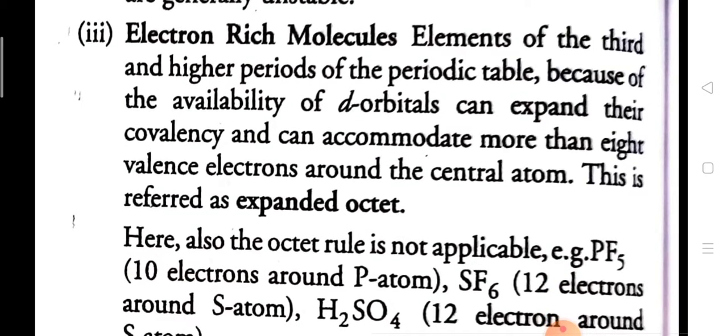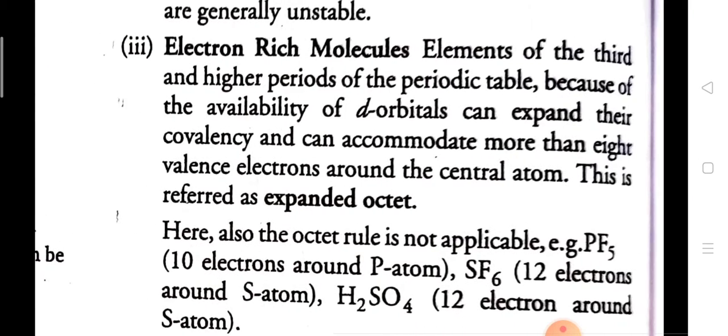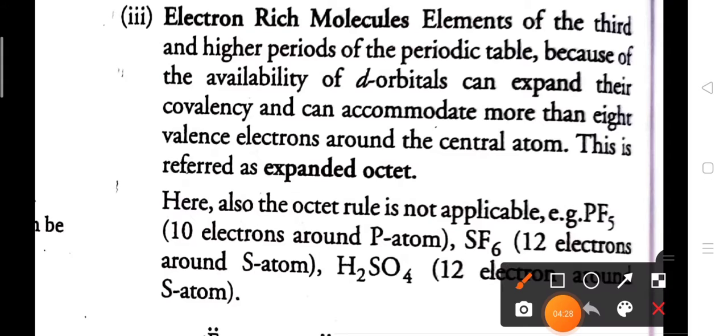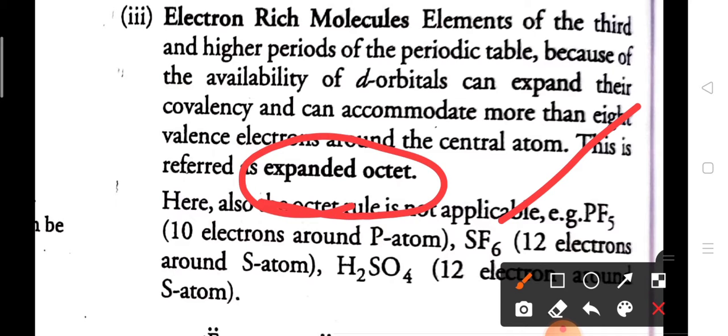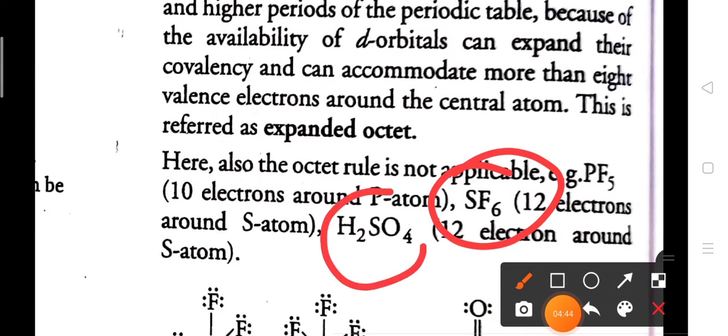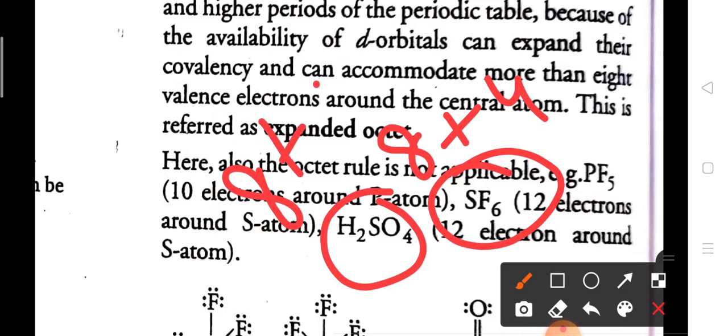The next limitation is the electron rich molecules. Just like the electron deficient molecule, electron rich molecules also exist. That means that due to the availability of d orbitals, they can expand their covalency and can accommodate more than 8 valence electrons around the central atom. This is referred to as an expanded octet. They can complete their octet, but they accept more electrons than the octet, that means 8 plus 4 or 8 plus 6, just like that.